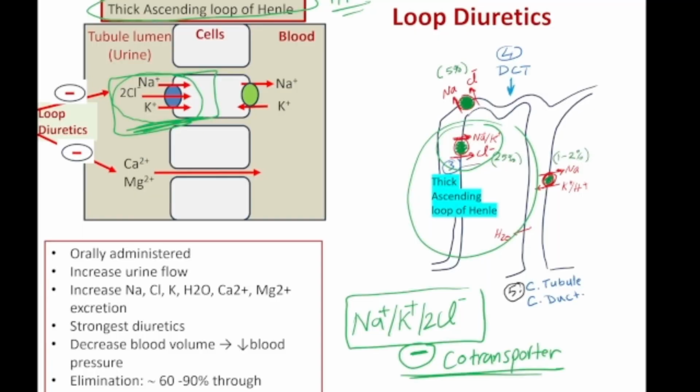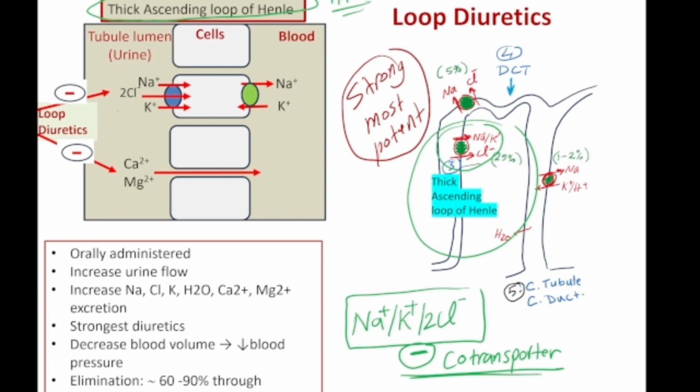Okay, how does this medication work? This medication is considered the most potent, strong diuretic. Please remember this one. You can see the inhibit sign: it inhibits reabsorption of sodium, potassium, 2-chloride. This is the urine here, and this is the blood. When you inhibit this co-transporter, the result will be increased excretion of these ions in the urine.